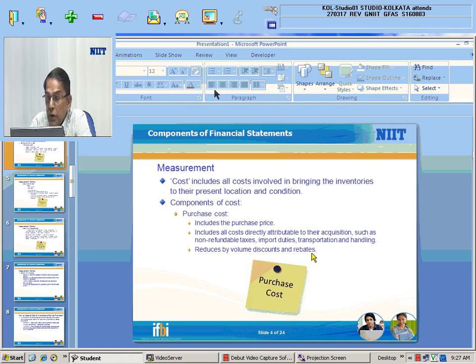Reduced by volume discounts and rebates. Purchase cost includes the purchase price. It includes all costs directly attributable to the acquisition, such as non-refundable taxes, import duties, transportation and handling, and it will be reduced by the volume discounts and rebates. So trade discount is basically a rebate or a discount provided by the seller of those goods. So your cost of purchase has to be reduced by the trade discount. So it has to be taken into account, so it will be included.